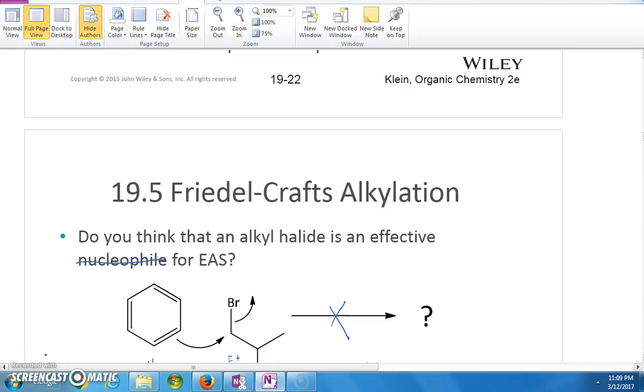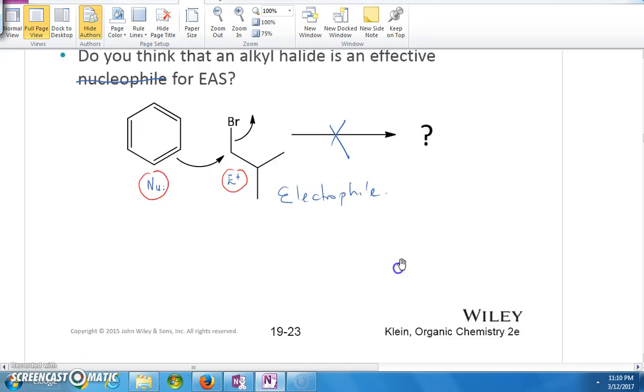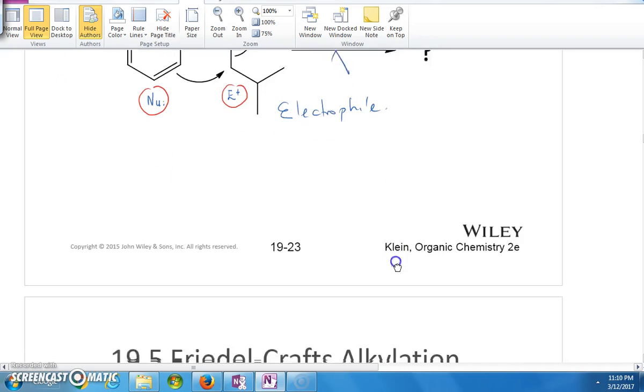So we have been looking at electrophilic aromatic substitution reactions, and let us talk about the Friedel-Crafts alkylation. Remember, in the Friedel-Crafts alkylation, you're replacing one of the hydrogens of a benzene ring with an alkyl group, the benzene ring being the nucleophile, while the alkyl group is the electrophile. Now, this reaction doesn't just proceed by itself.